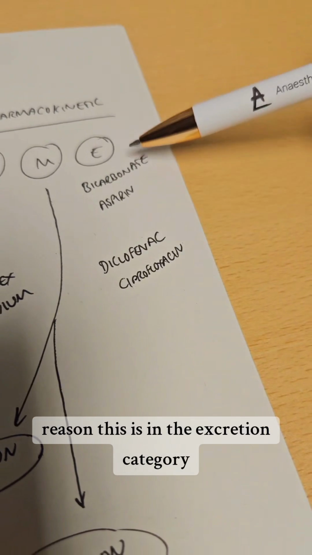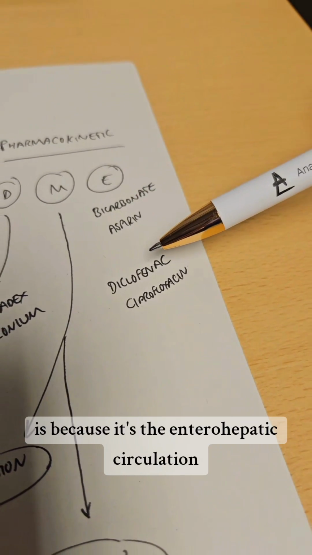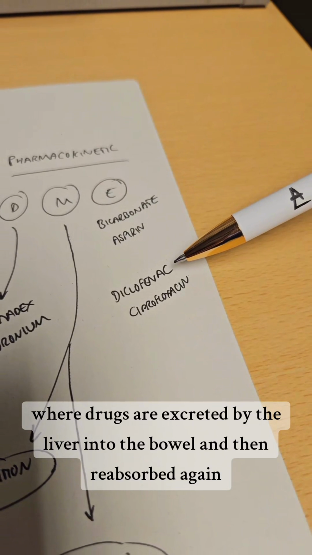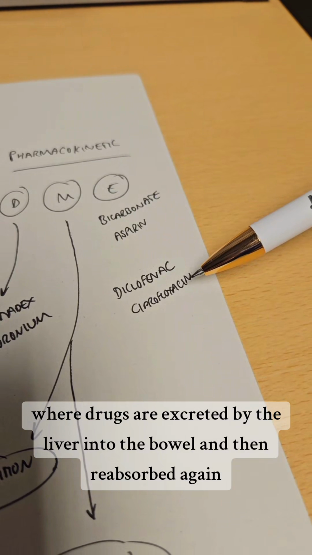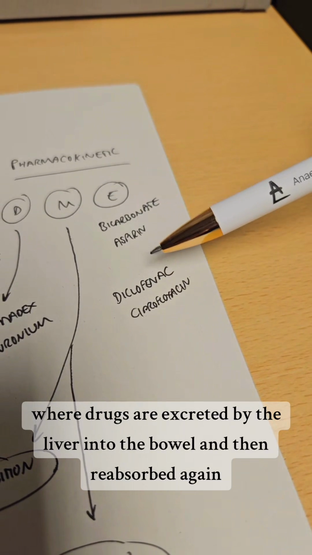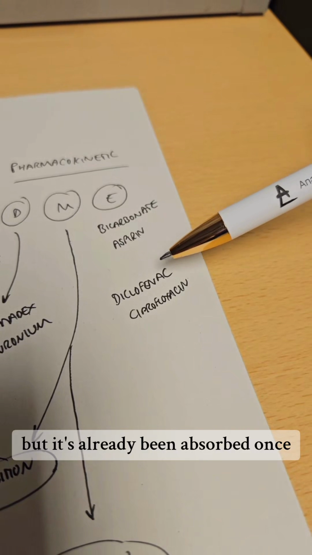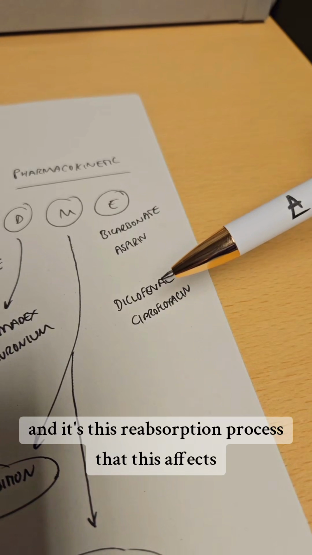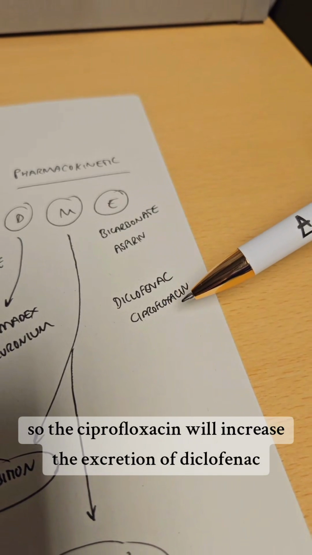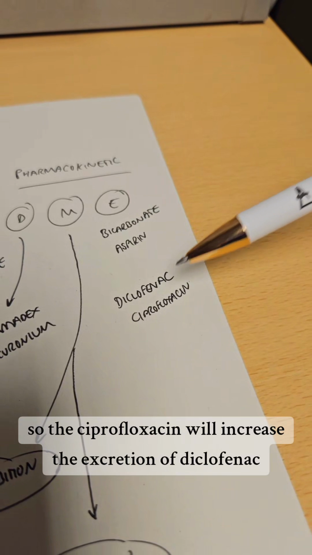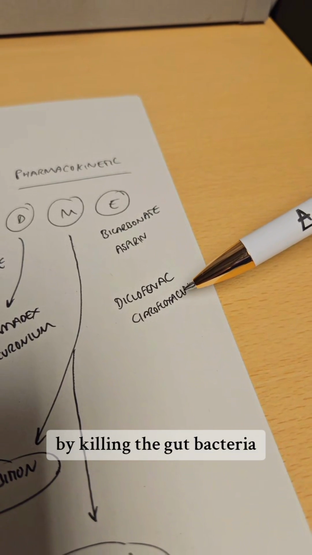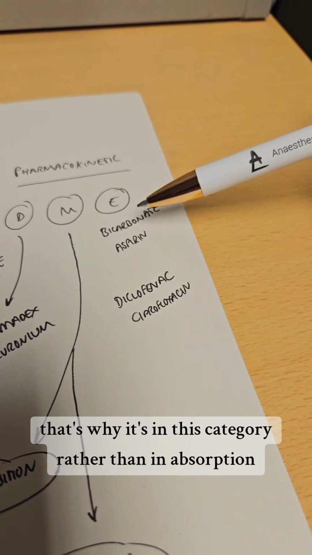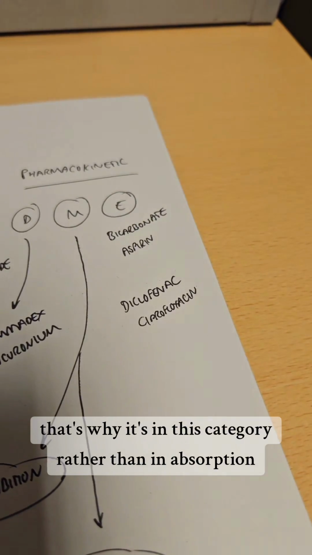The reason this is in the excretion category is because it's the enterohepatic circulation where drugs are excreted by the liver into the bowel and then reabsorbed again. So it's already been absorbed once, then excreted, and then reabsorbed, and it's this reabsorption process that this affects. So the ciprofloxacin will increase the excretion of diclofenac by killing the gut bacteria that would facilitate it being reabsorbed. That's why it's in this category rather than in absorption.